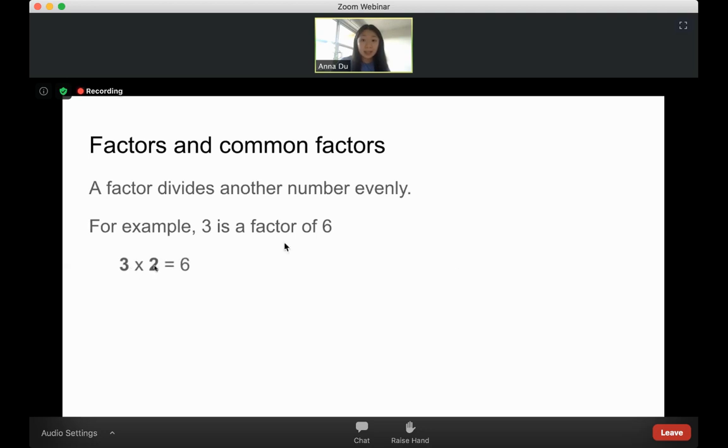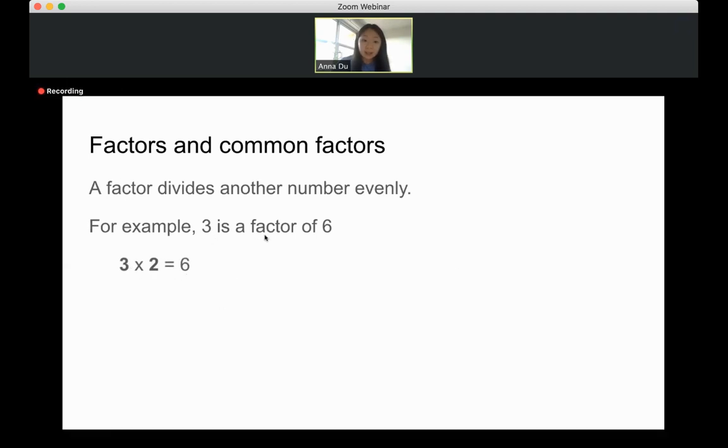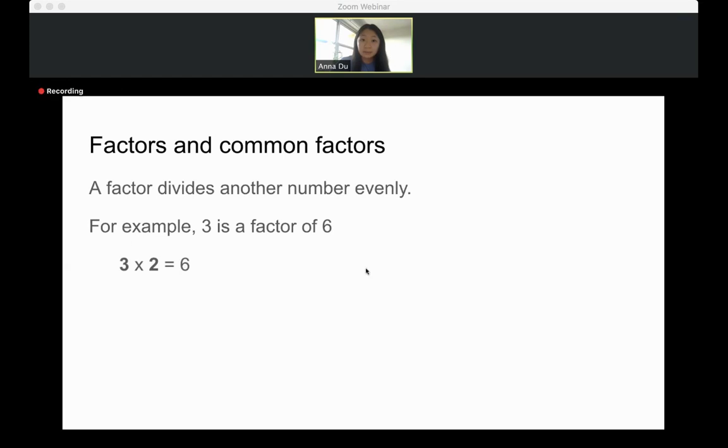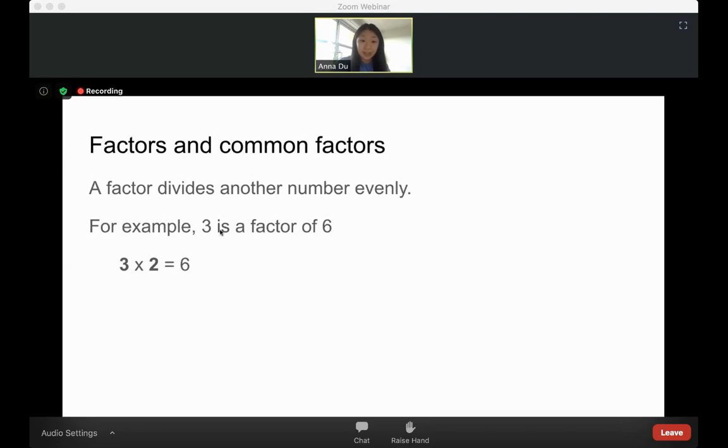3 times 2 is 6. I was just wondering, can you guys see my mouse on the screen share? Yes. Yeah, okay. Great. So 3 times 2 is 6. So it divides evenly, right? 6 divided by 3 is 2.